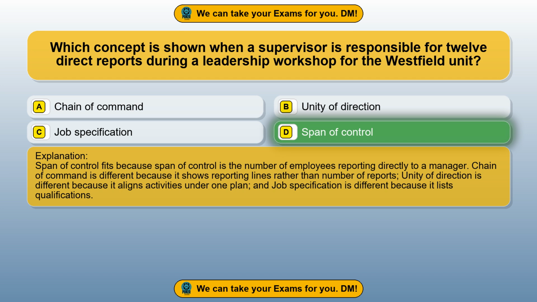Chain of command is different because it shows reporting lines rather than number of reports. Unity of direction is different because it aligns activities under one plan, and job specification is different because it lists qualifications.